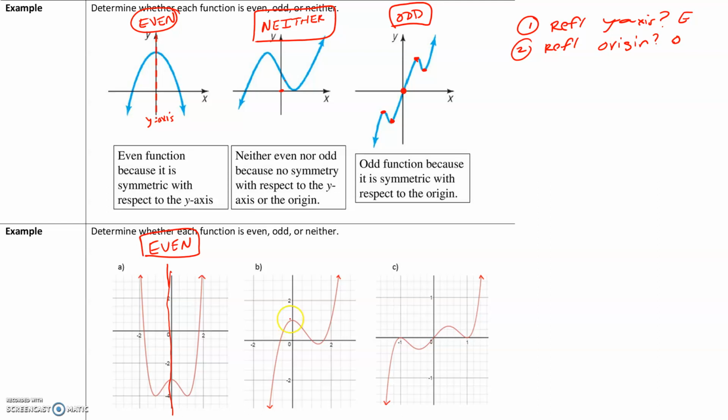This next one, is it reflected about the y-axis? Is it the mirror image on both sides? No. Is it reflected about the origin, which means for any given point, is the mirror image on the other side of it? No. So that makes this a neither.